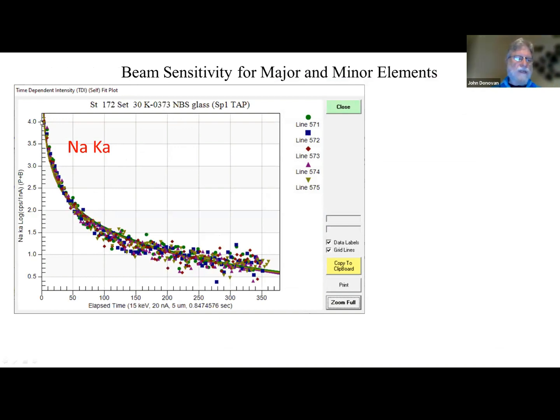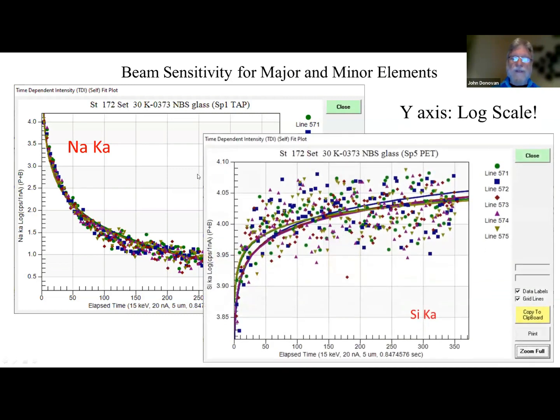And as you can see, and this is a log scale, by the way, so this is a log trend here. This is an extreme situation. You probably won't ever see this in a mineral or even a normal natural glass. But it can be corrected for. We can extrapolate back to zero time.